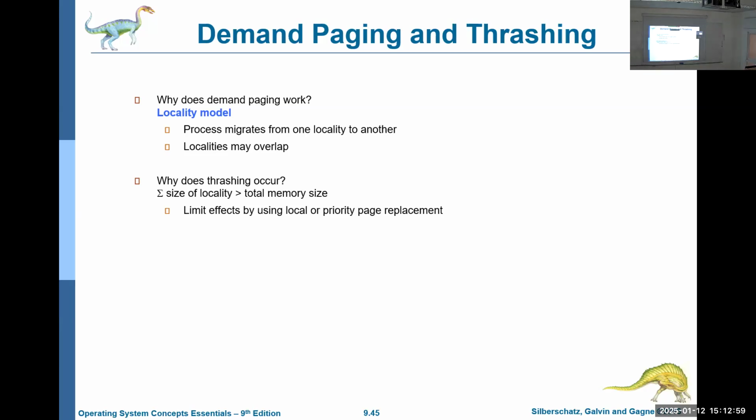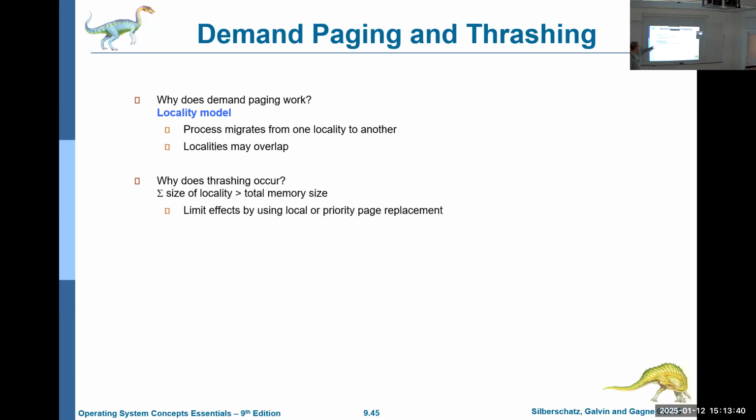So why does thrashing occur? We can say this nicely: the sum of the size of all the localities of all the processes is larger than the total memory. If I have 10 processes and I can put each of their whole localities in memory, then I'm fine. But if I can't get your locality into memory and also get everybody else's locality in, then I'm going to have a situation where you're constantly needing these pages and there's no place for you to put them.